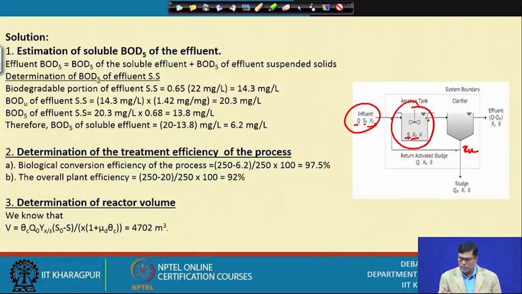It is recycled back to the reactor like this, and this is the effluent coming out like this, and this is the wasting flow rate of the sludge, and this is the settled cell. This is XR that is given, this will be XU, we will be using the XU, this is wrongly given. So, now let us see how we can solve this problem.